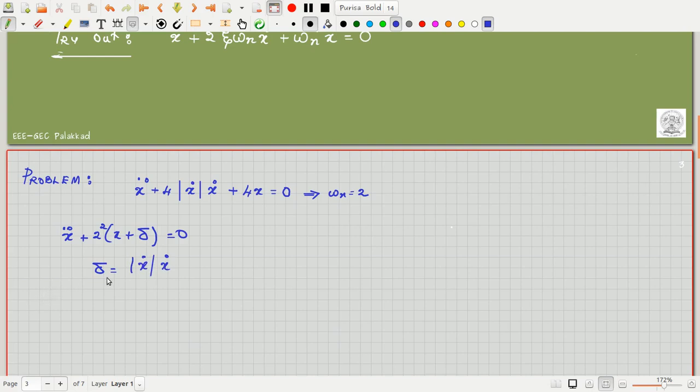Now let us choose the state variables: x1 equal to x and x2 equal to x dot by omega n, with omega n equal to 2. So we have x1 dot equal to 2 x2 and x2 dot equal to minus 2 x1 plus delta. We have the same set of equations.